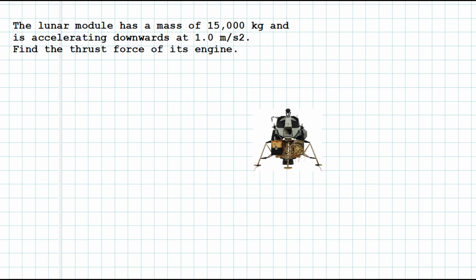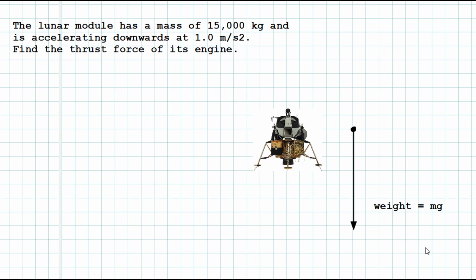force of the engine. Well, once again, we put in a representation of the lunar module. A small dot stands for the lunar module. And our next move is to put in the weight of the lunar module. So we put in the weight like that. Weight equals mg. And we can go ahead and calculate that in a minute.